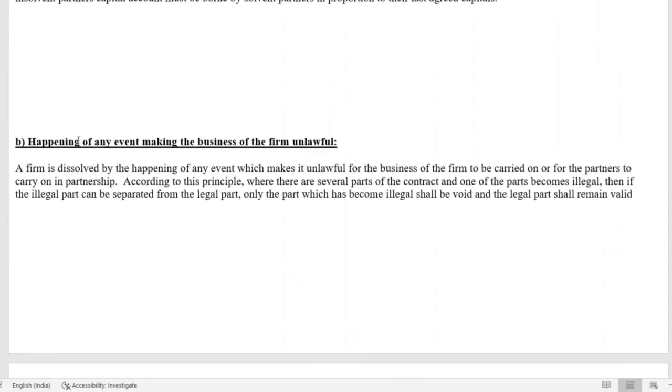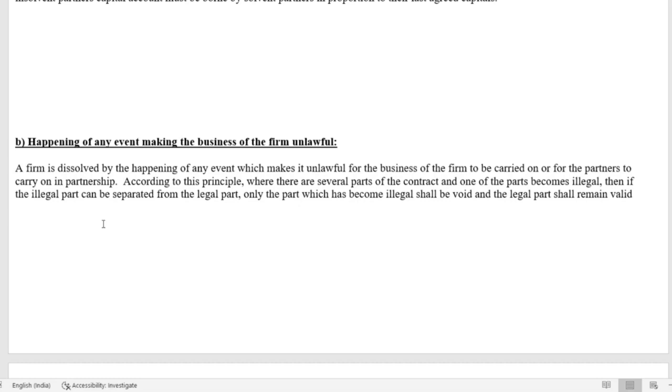The second instance is the happening of any event making the business of the firm unlawful. When the partnership firm has been running, it may be lawful, but subsequently it may become unlawful by a statutory enactment, by any statutory act or act of the state. For example, suppose some company is producing scent or some chemicals. It may be borrowing certain chemicals and mixing them, or it may be producing some tablets, taking some chemical compounds from other pharmaceutical companies, or using some chemical compounds for the production of a given tablet.